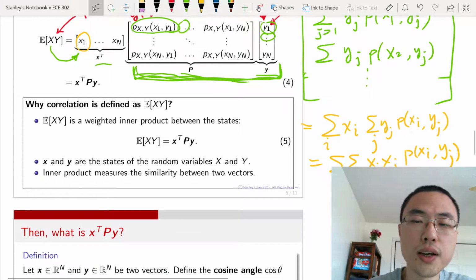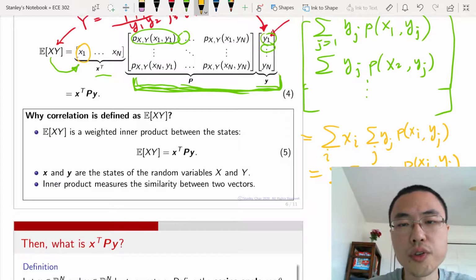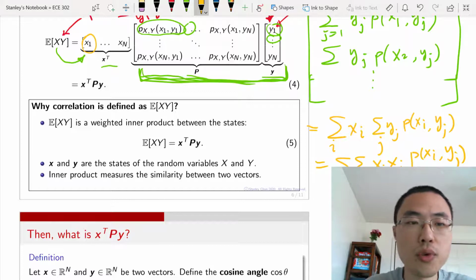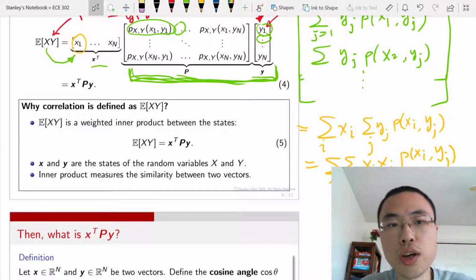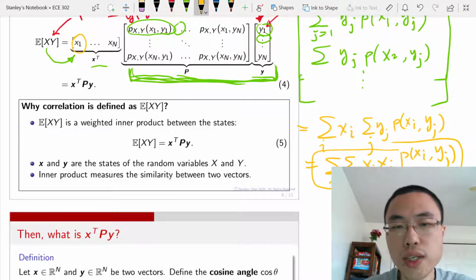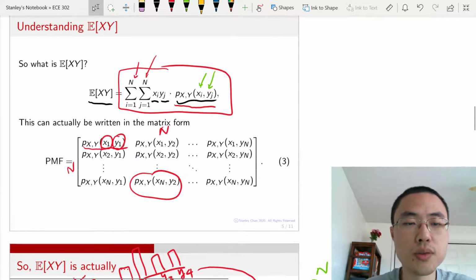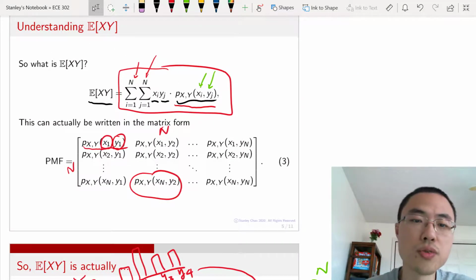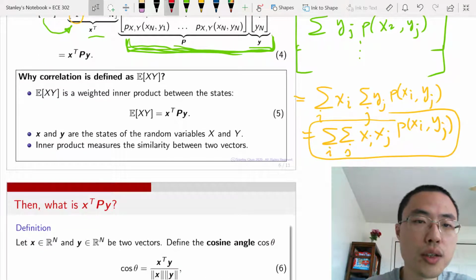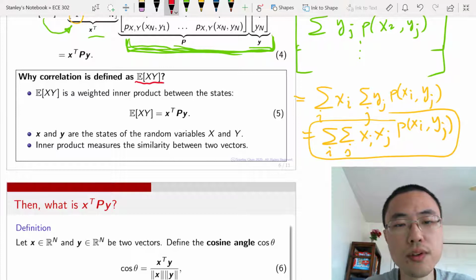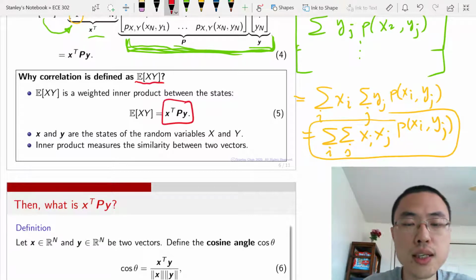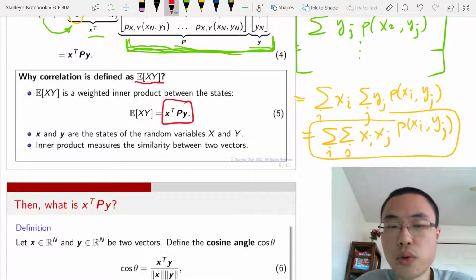So you see that if I have this matrix times this vector, and then I have an outer vector, take the transpose and multiply together, I will eventually get not a vector, I will get a scalar, and the scalar will be given by this expression, which is exactly the same as what we want for the joint expectation. So what is the story here? The story here is that if you look at this expectation of x times y, you can really treat it as this matrix vector multiplication.